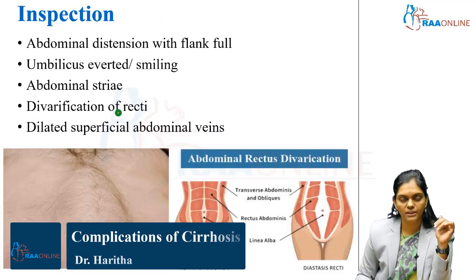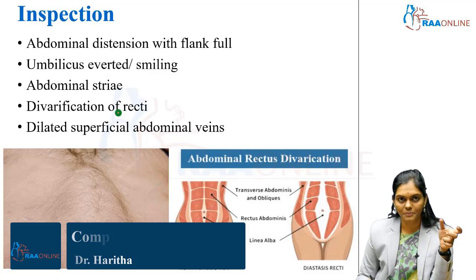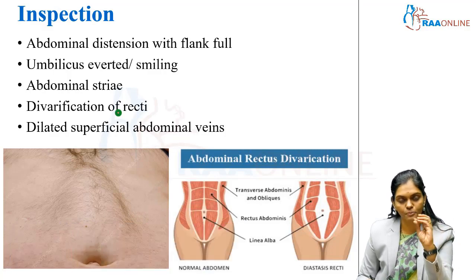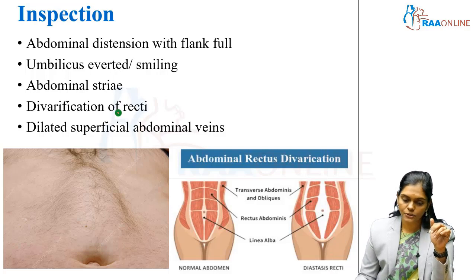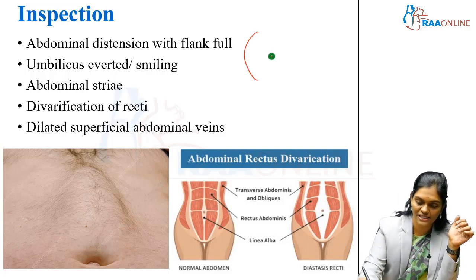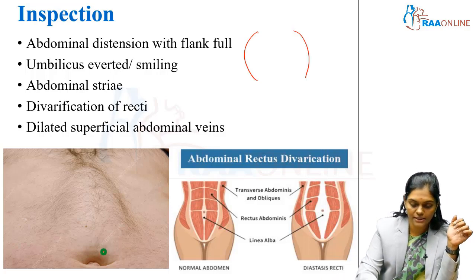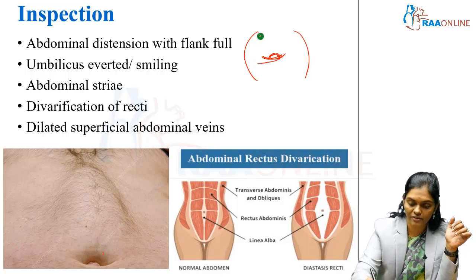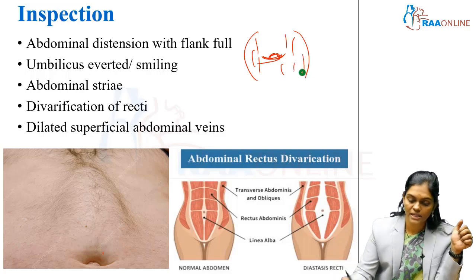I'll be teaching about this entire abdomen inspection, palpation and percussion later, but before that, only for the ascites, I've just put a few slides so that you will be oriented when I teach that. Inspection, first, abdominal distension: the patient is going to have flanks full, abdominal distension with flanks full. The umbilicus will be everted, or it will be smiling, okay.